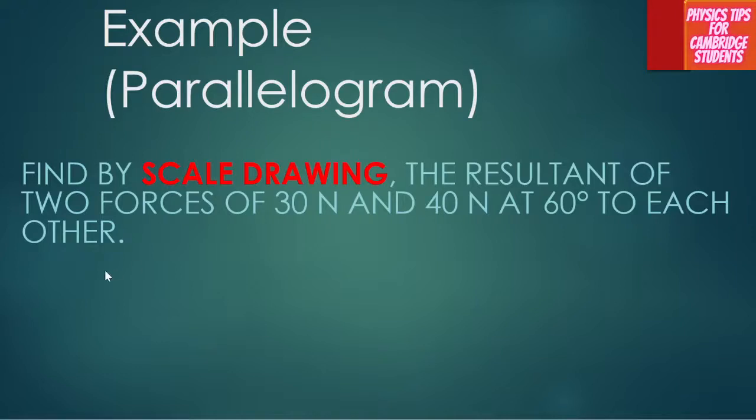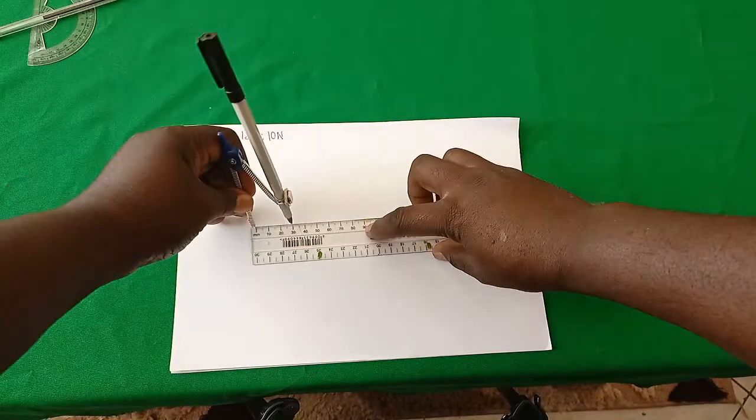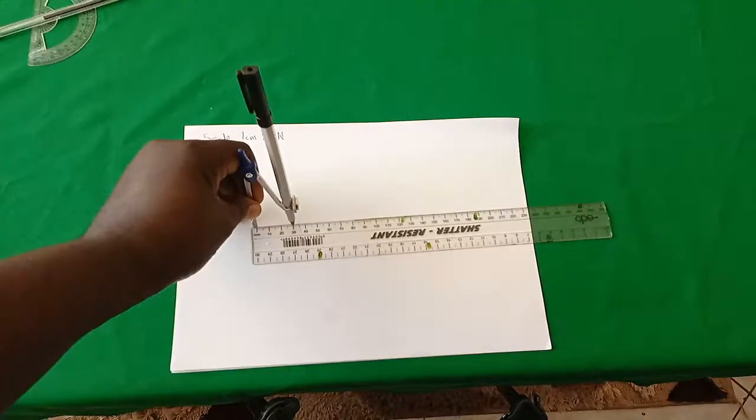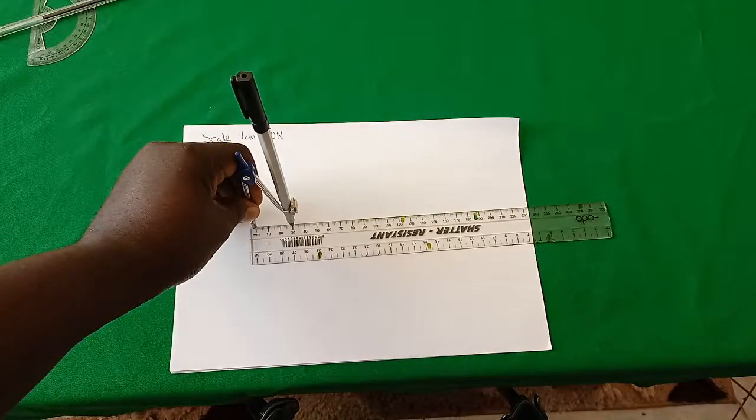In this worked example, we're saying find, by scale drawing, the resultant of two forces, one of 30 newtons and the other of 40 newtons, at 60 degrees to each other. Okay, so we are going to do that. The first thing to do is to write down the scale. Our scale is 1:10, 1 centimeter representing 10 newtons.